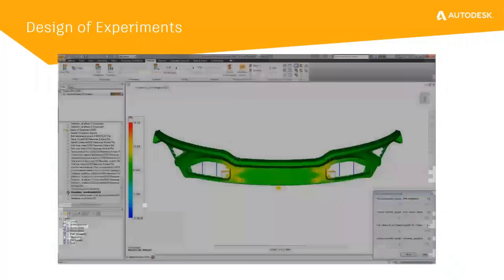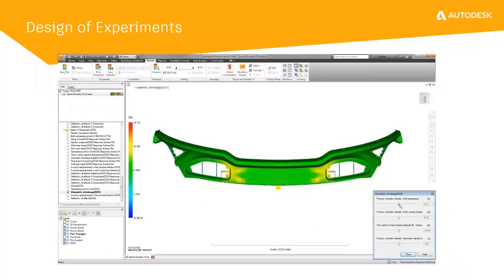These plots can also be created to understand the impact on other results related to part quality. For example, volumetric shrinkage. Again, we can see how changing the mold and melt temperatures impact the volumetric shrinkage, which can be correlated to overall part size and also by locating where sink marks may occur.